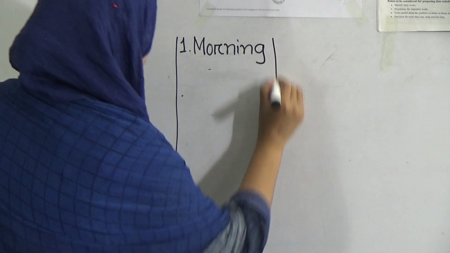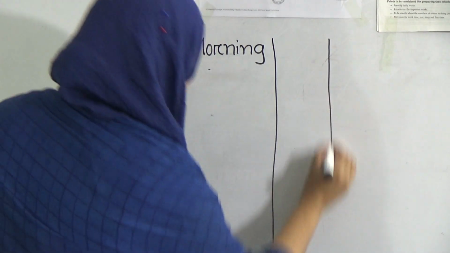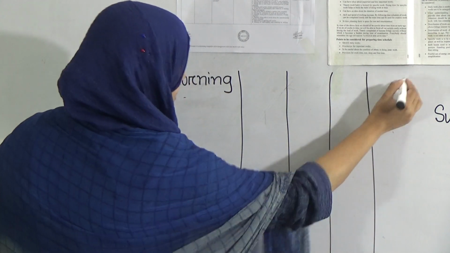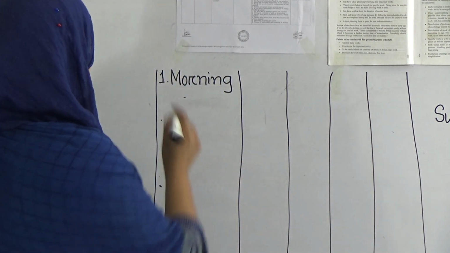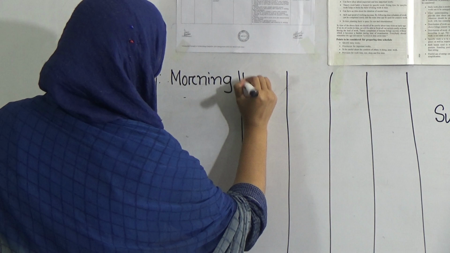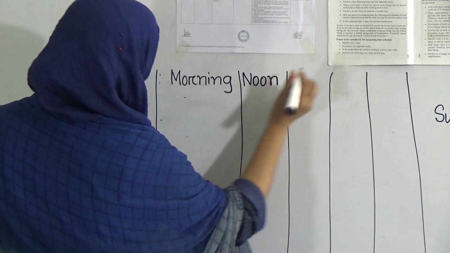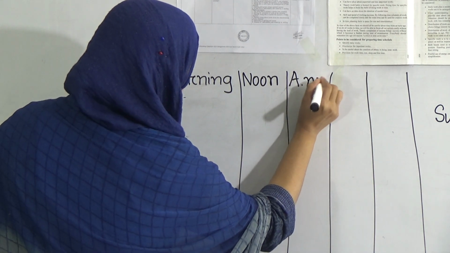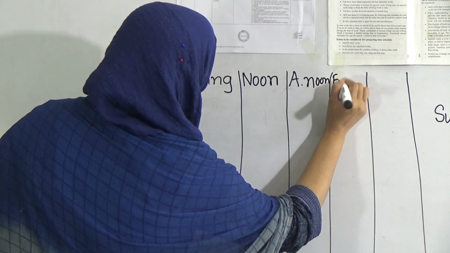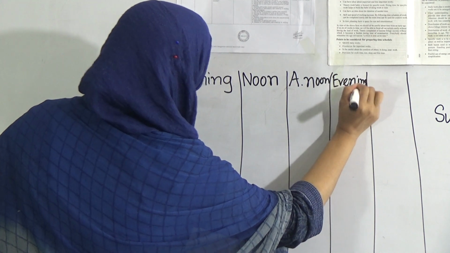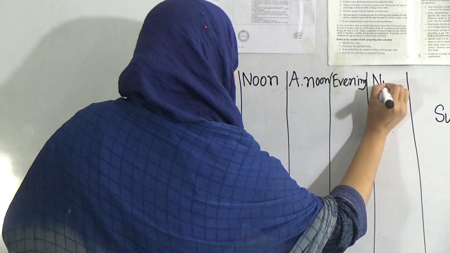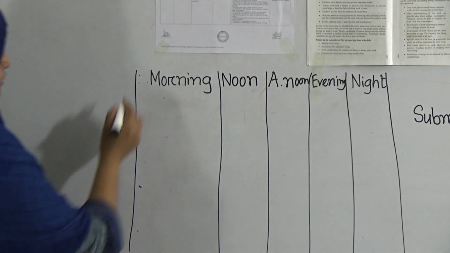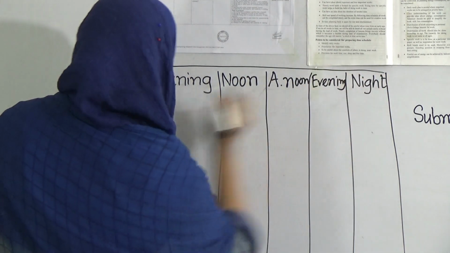This is morning, and this one is for noon, this one is for afternoon, this one is for evening, and this one is for night. So morning, noon, afternoon. You have to write in full. I'm writing in short: afternoon, then evening, then night. I hope you can understand how you have to write, how you have to make your chart.